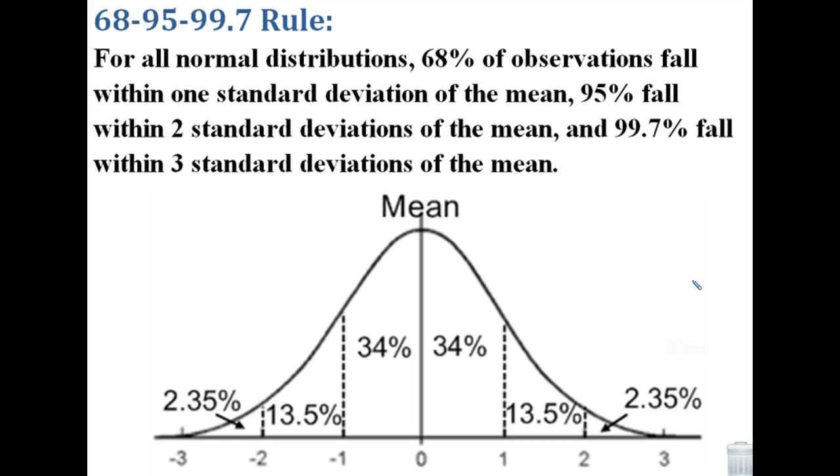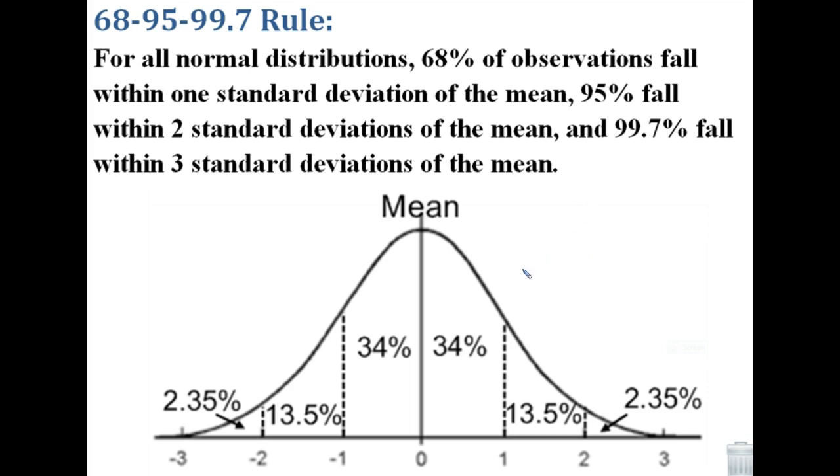Now, as far as answering questions about normal distributions, there's going to be a property that they all have in common that allows us to do it. That's going to be the 68, 95, 99.7 rule. It says for all normal distributions, 68% of observations fall within one standard deviation of the mean. In other words, if I have the mean at 0 here, and I count up one standard deviation and down one standard deviation, 68% of my observations are going to fall within that one standard deviation. 34% on the right and 34% on the left.